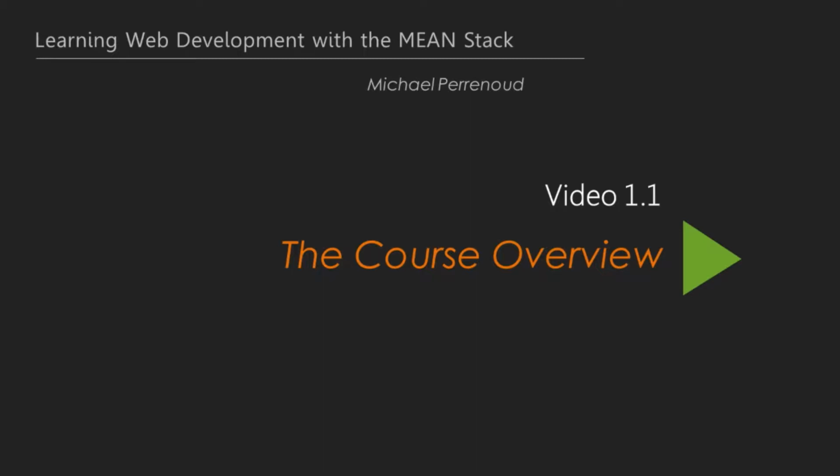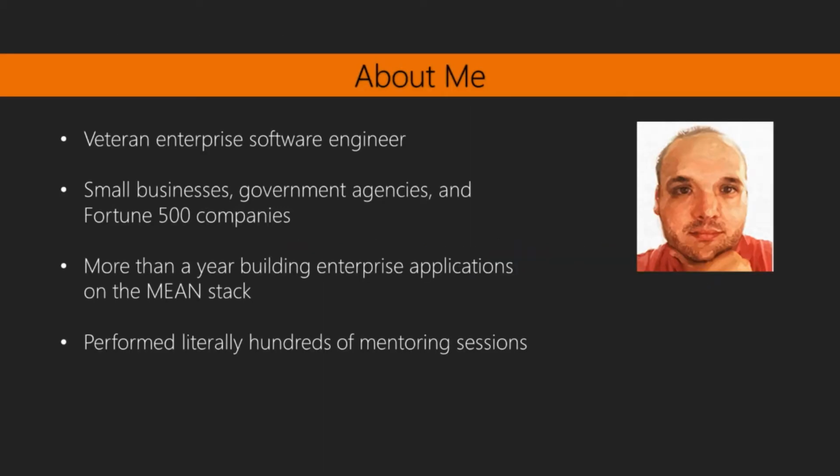My name is Mike Perino, and I'm a 15-year veteran enterprise application developer. I've architected and implemented applications for small businesses, government agencies, and Fortune 500 companies. I've spent the vast majority of my career working on the .NET framework. However, a little over a year ago, I retooled to JavaScript and specifically the Mean Stack.